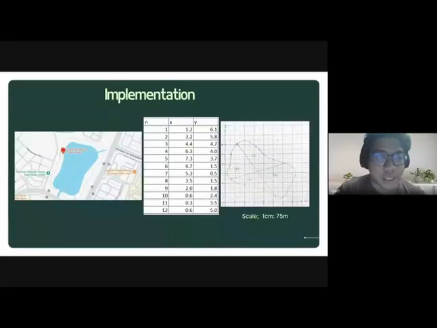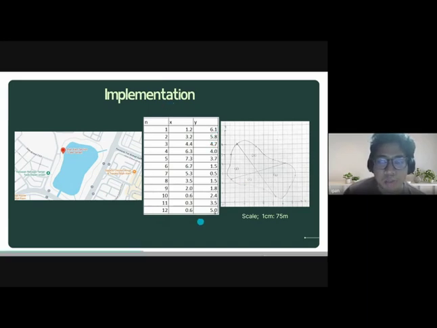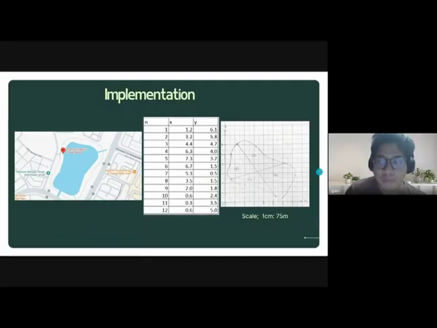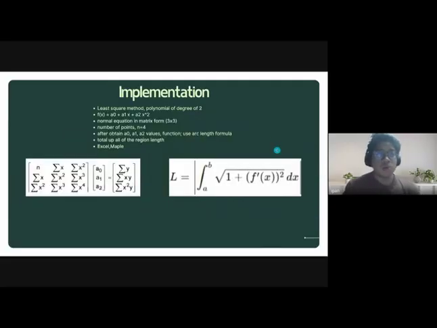For the implementation, this is the map diagram of the Shah Alam Section 7 Lake Garden, and we plot it onto graph paper. This is the plotted coordinates, with a scale of 1 cm to 75 meters. To determine the perimeter of the lake, we divide the graph into four regions, and we use the least square method with a polynomial of degree 2, where the general function is f(x) = a0 + a1x + a2x squared.